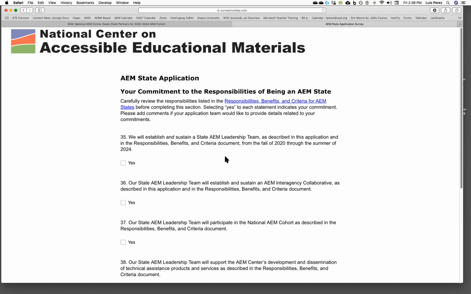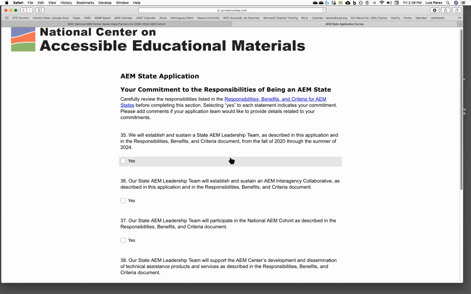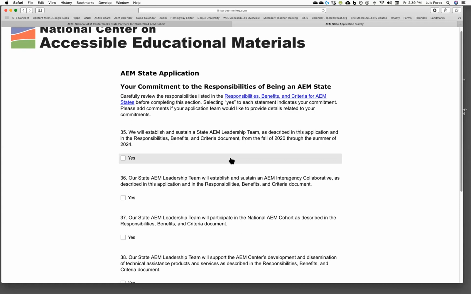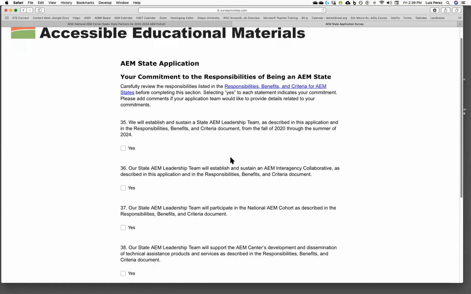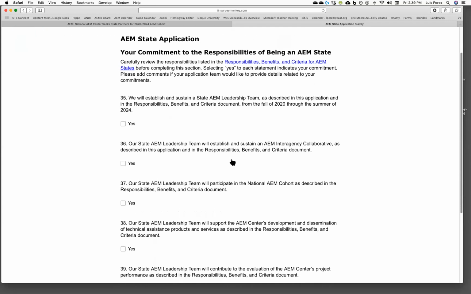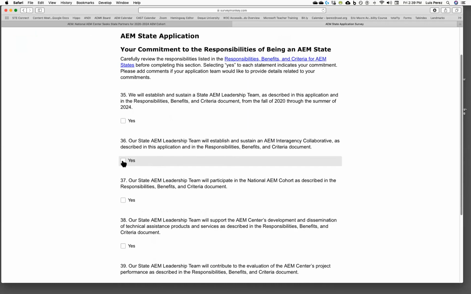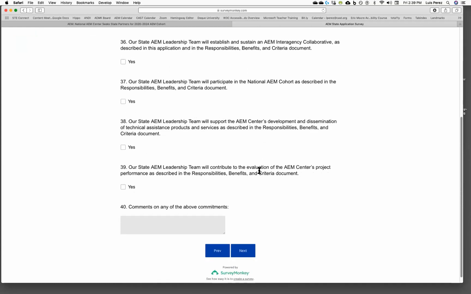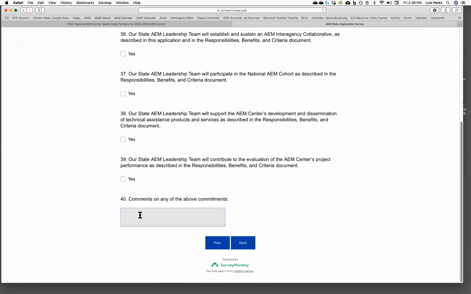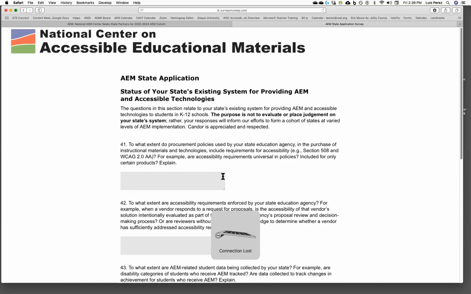So the next set of questions on the application basically are pretty nicely mapped out to the responsibilities and criteria. And it's almost like when you read the syllabus in a college course. This is to make sure that you've gone back and reviewed those parts of the website, you're clear on what the expectations are, and then you would come here and agree that you're committing to these responsibilities as part of the application. And there is an area here where you can also add some comments for clarification.